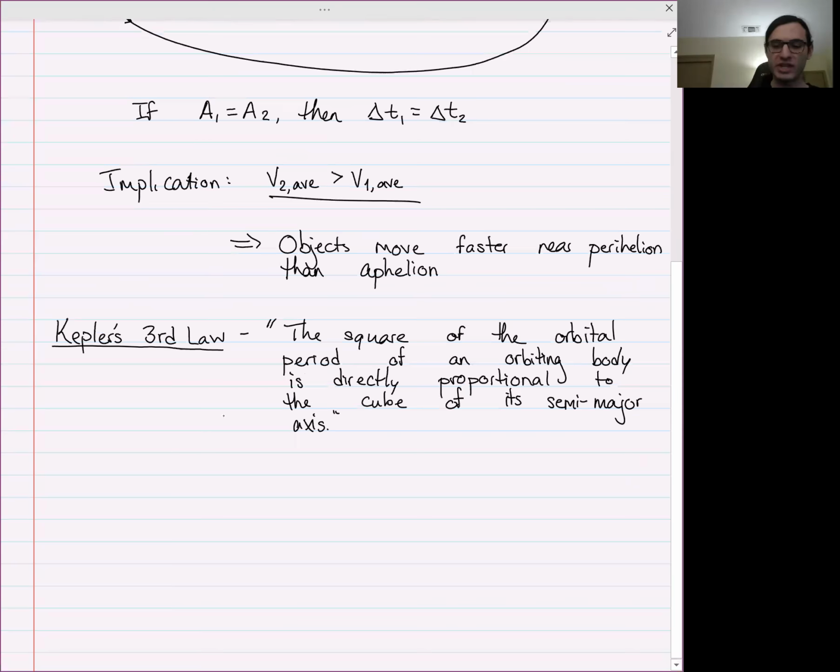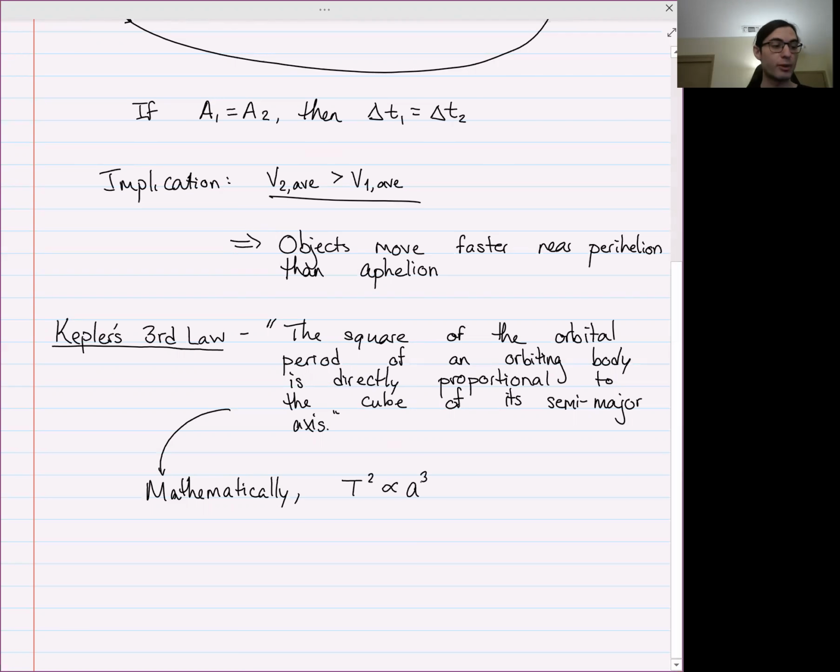And so we can represent this law mathematically by using the variables that we have learned to use for things like period, orbital period being T for time. Remember that was the letter that we used for the period of precession. So capital T is often used for the period of some sort of revolution. And A for the semi-major axis. So this would say the square of the orbital period, T squared, is directly proportional to the cube of its semi-major axis, so A cubed.